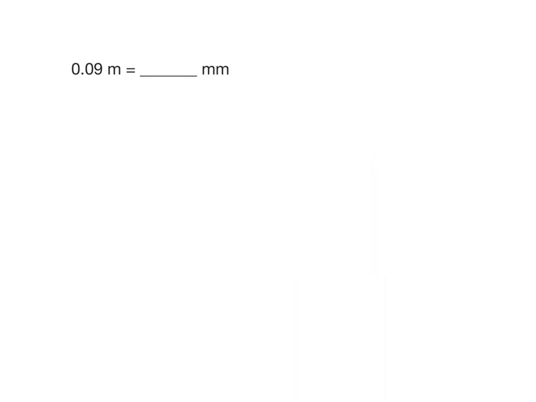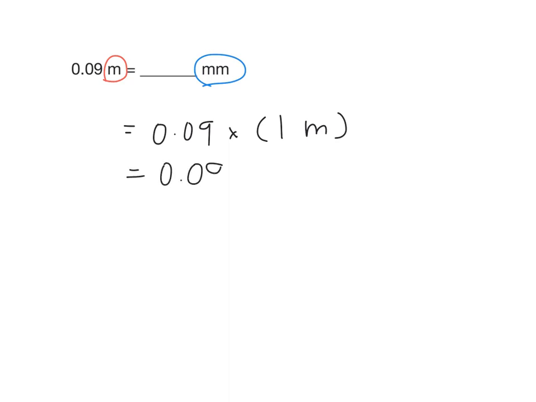Let's try this example. I still have 0.09 meters, but this time I'm trying to convert to millimeters. Okay, so I know I'm going to write the same step, equals to 0.09 copies. It's always going to be of 1 of the old unit. In this case, it's 1 meter. My second line, this is still equivalent or equal to 0.09 copies, but this time I want to say of how many millimeters. Well, I know that there are 1,000 millimeters in 1 meter.